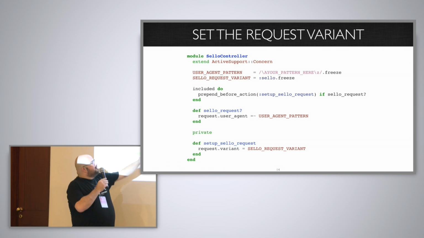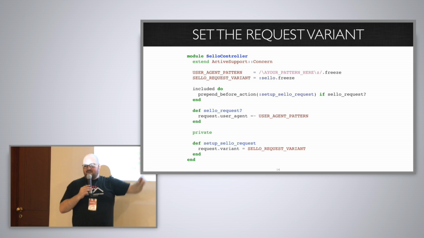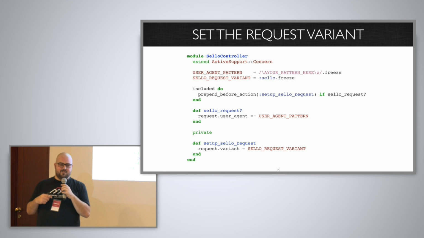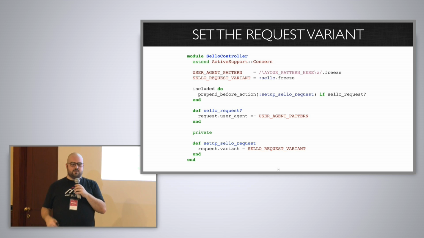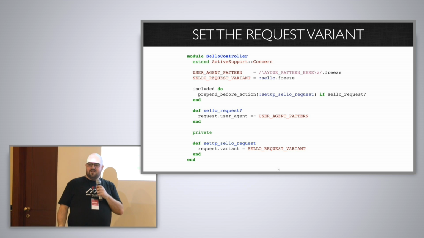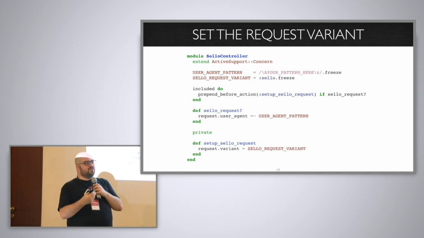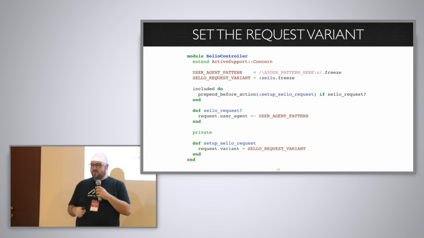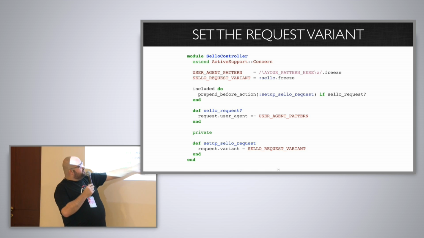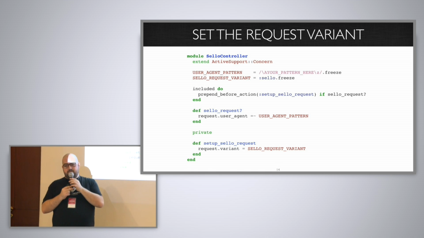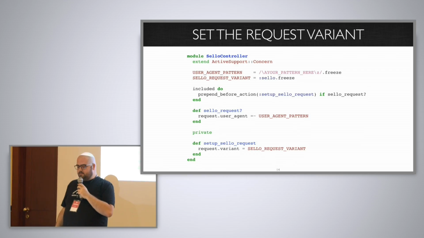This is the scary part about concerns for me. Once you start adding filters and concerns, it gets really hard to trace when something happens because you can look through the controller all you want. You're not going to see that before_filter. So if you make this decision, just be sure to do it on purpose and know that other developers debugging code are going to have trouble with this at some point. So what we did here is if it's a Cello request, then we run the before_action that sets the request variant to Cello.